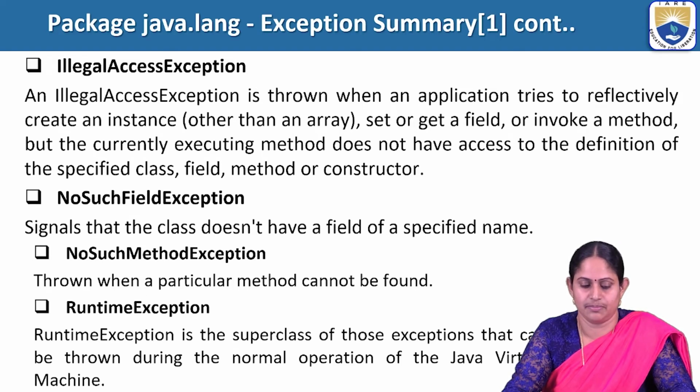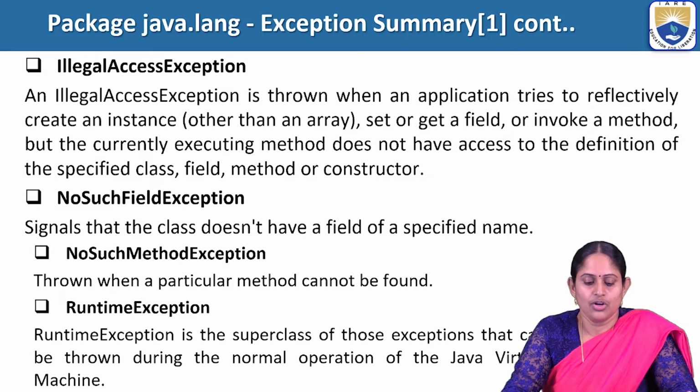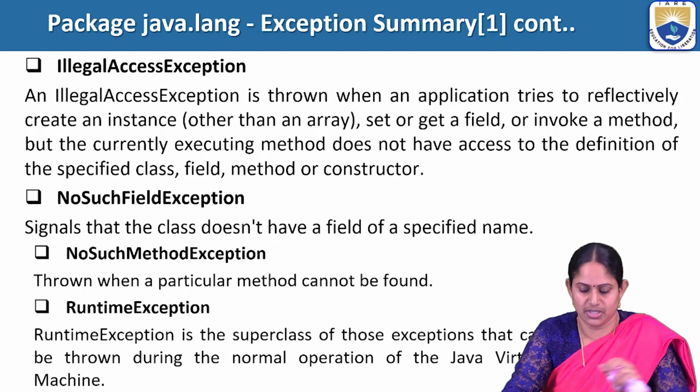or constructor. NoSuchFieldException is thrown when it signals that the class doesn't have a field of that specified name. NoSuchMethodException is thrown when that particular method cannot be found. RuntimeException is the superclass of those exceptions that can be thrown during normal operations of the Java virtual machine.